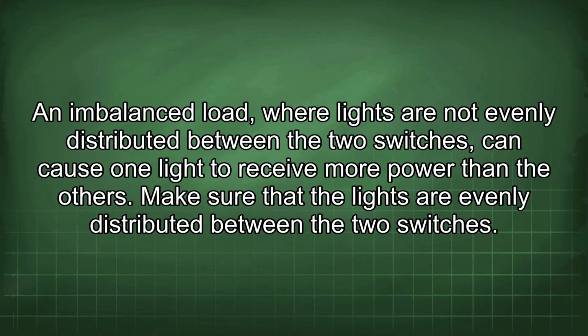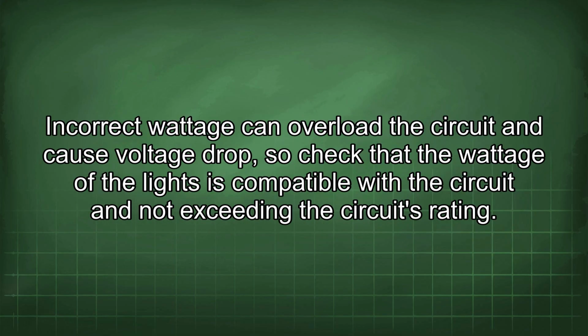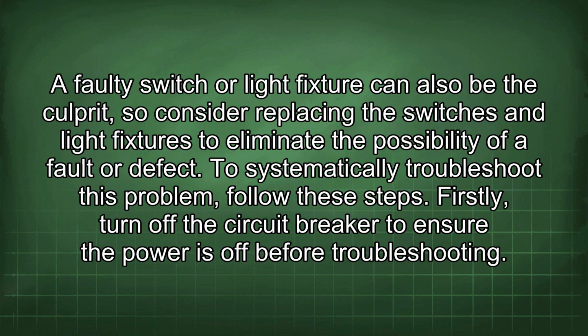An imbalanced load, where lights are not evenly distributed between the two switches, can cause one light to receive more power than the others. Make sure that the lights are evenly distributed between the two switches. Incorrect wattage can overload the circuit and cause voltage drop, so check that the wattage of the lights is compatible with the circuit and not exceeding the circuit's rating. A faulty switch or light fixture can also be the culprit, so consider replacing the switches and light fixtures to eliminate the possibility of a fault or defect.